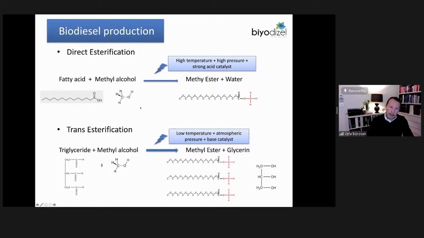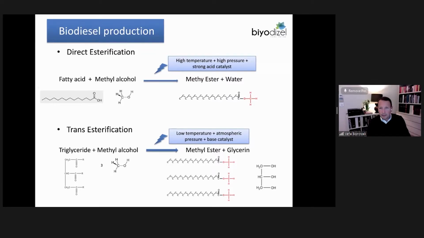In the trans-esterification, since we start with the triglyceride molecule, we have 3 R groups. That means we end up with 3 moles of fatty acid methyl ester molecules. And we have a byproduct called glycerol in the crude form. So this glycerol molecule is coming from the backbone of the triglyceride. This is the difference between the two processes.